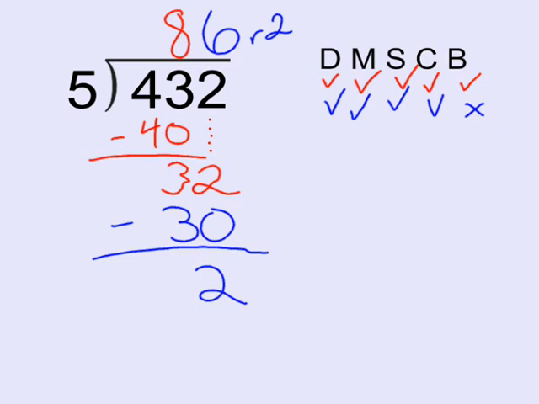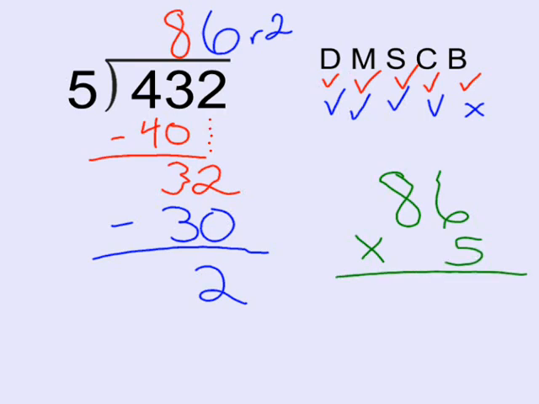Let's check it really fast. 6 times 5. You take your answer times your divisor. 5 times 6 is 30. 5 times 8 groups of 10 is 40 groups of 10. Plus another 3 groups is 43 groups of 10. So that's 430. And don't forget your remainder of 2 to add back in.